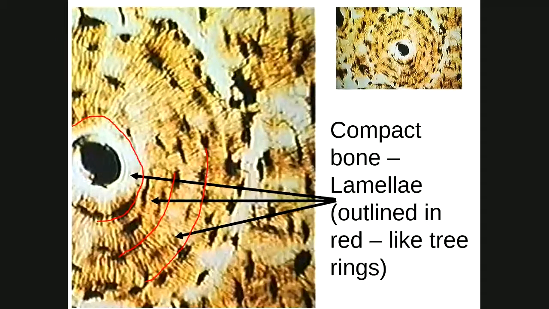This slide here is outlining these rings that go around the central canal. So around the central canal, you have these rings, much like a tree has rings, all right? The bone has rings, and we refer to those rings as lamellae. If we talk about one specific one, it's lamella, but since it's plural, we add an E to it, and it's called lamellae.